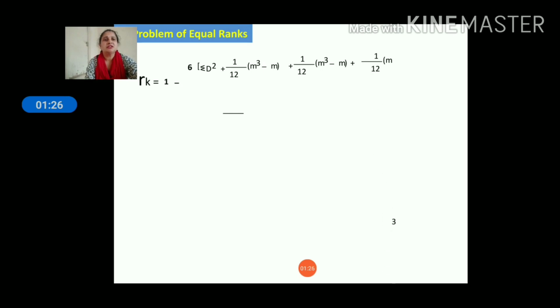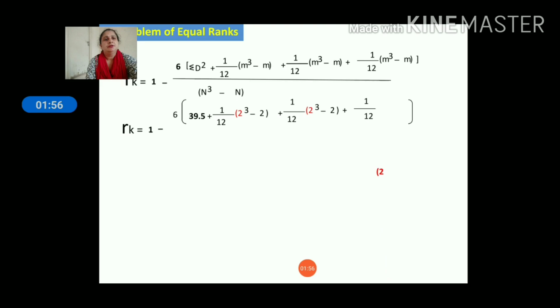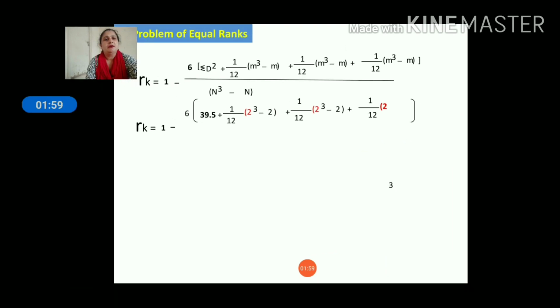So 2 times rank is shared, so here the value of m will become 2. Now 6 summation d square is 39.5. That value we will put, and then we will add this, solving 2 cube minus 2, 3 times. Okay? Now see, 3 times we have done, and the value of this one will be 0.5.